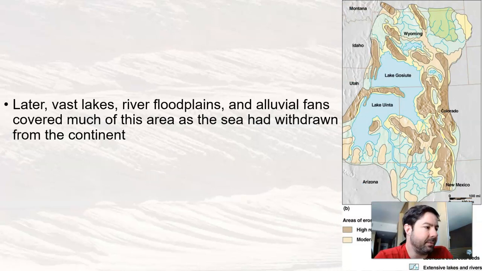Later, in the same area, vast lakes, river floodplains, and alluvial fans covered much of this area as the sea had withdrawn from the continent. So we might have some limestones or other fine-grained sedimentary rocks now covered with bigger-grained, differently sorted and rounded sedimentary rocks that cover up the limestone. So we're indicating sea levels falling, a changing of environment. It tells us so much.